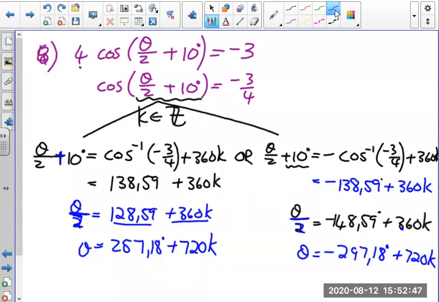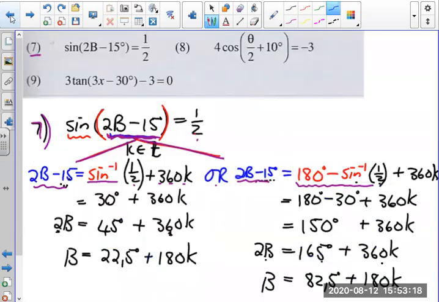Now, the only difference between my answer and the answer if you use the reference angle method is that you will get a positive answer. But if you take this negative answer and you add 720, you're going to get that reference angle method answer. So everything is the same, nothing wrong. Okay, so that was a cos, another example of the cos.